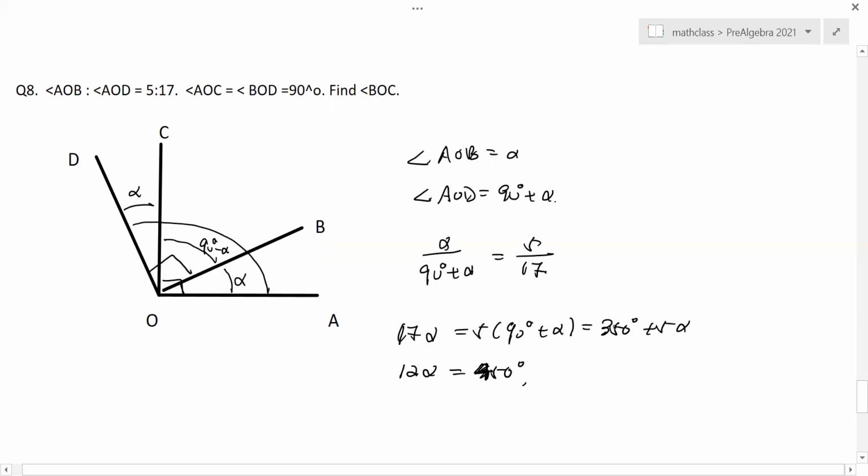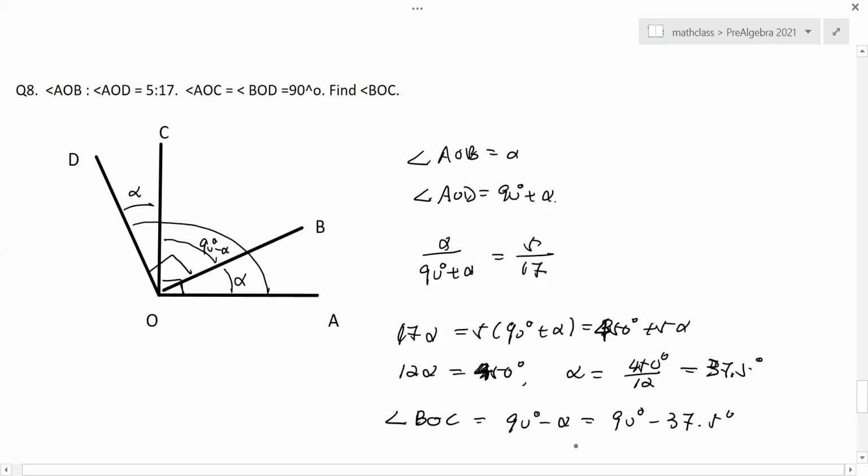So alpha is going to be 450 degrees divided by 12, which is 37.5 degrees. Okay, so the angle we want to find out is BOC, right? BOC is complementary to alpha, so 90 degrees minus alpha. So 90 degrees minus 37.5 degrees is going to be 52.5 degrees. Okay, so you have to be a little bit careful when you do the computation. Okay, got it?